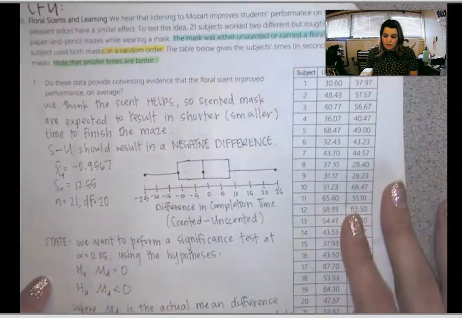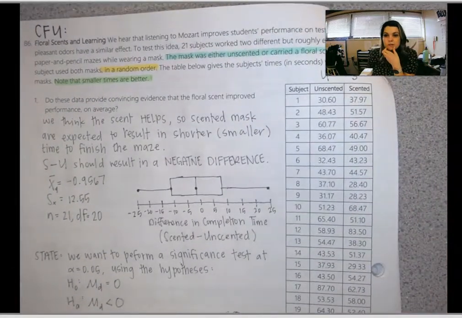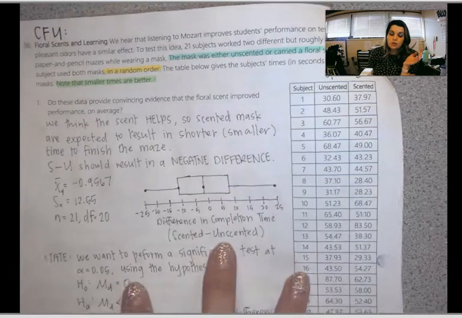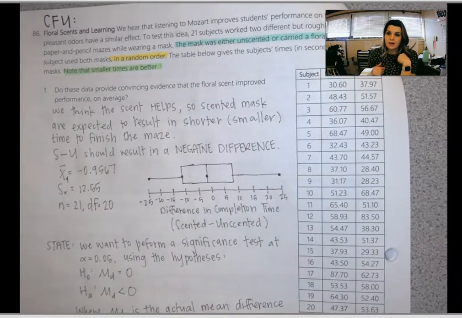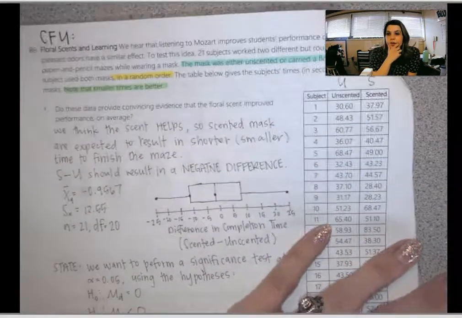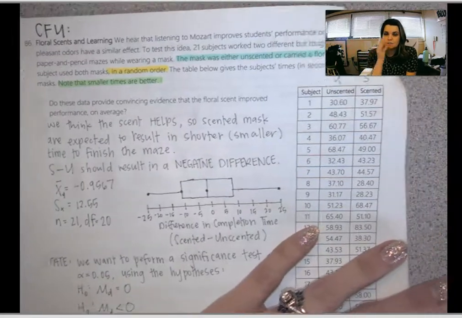So I imagine that one of the hardest parts about completing this problem was deciding what your alternative hypothesis would be. So I'll walk you through what I did and then give you an idea about what would be acceptable that's different from what I have. So we are testing whether or not scent will improve performance, essentially.